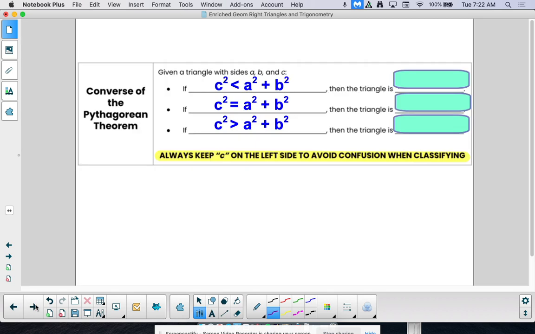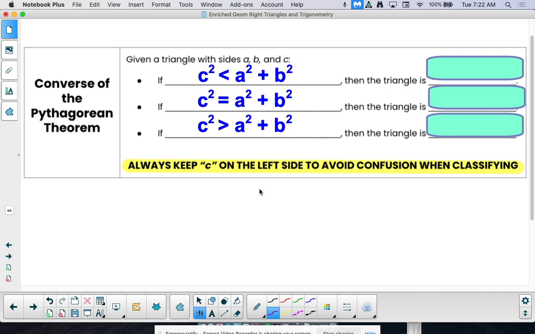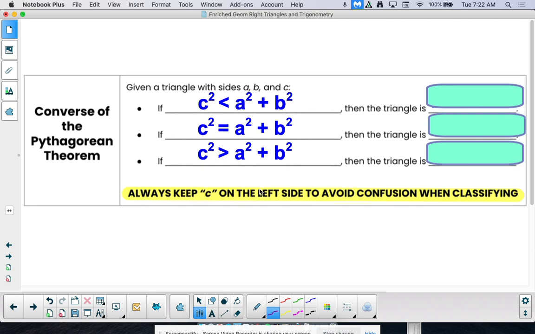Now the new kind of meaty part of our lesson today is the converse of the Pythagorean theorem. And it's basically a test. So if we're given three sides to a triangle, we can use what feels like the Pythagorean theorem. I call it the Pythagorean theorem test to figure out if it's an acute triangle, a right triangle, or obtuse.